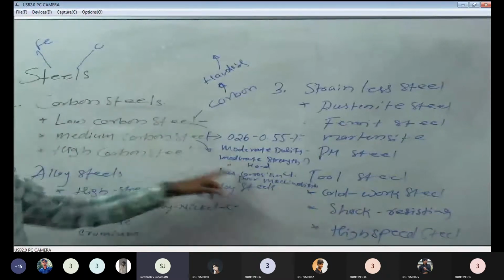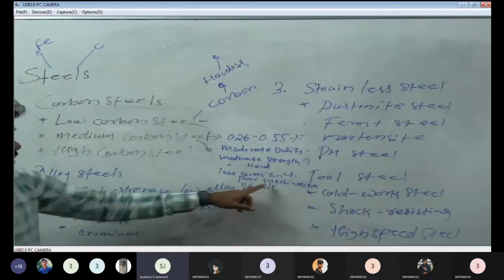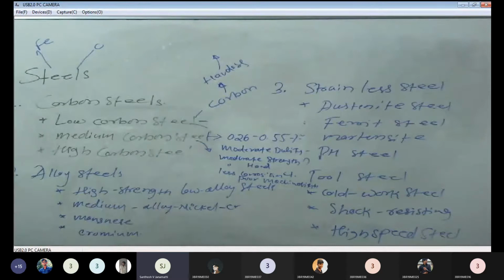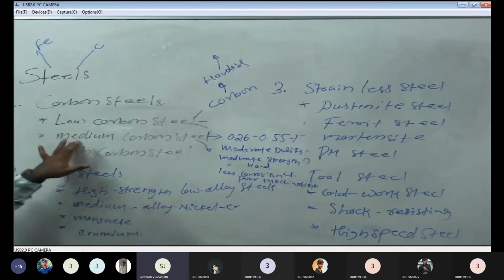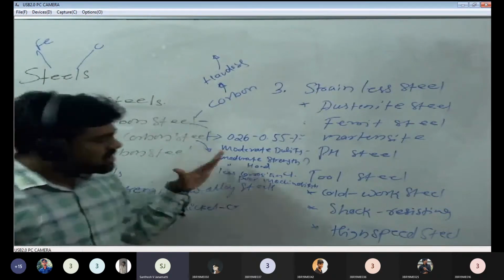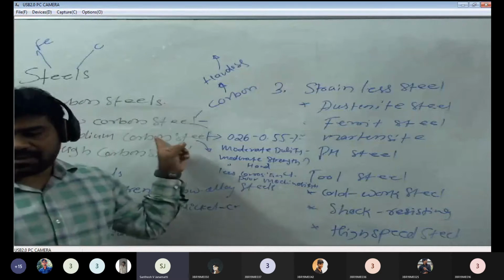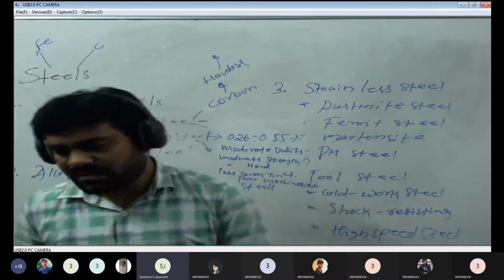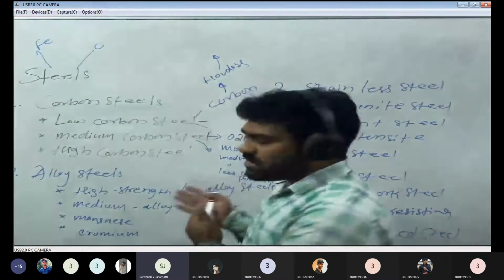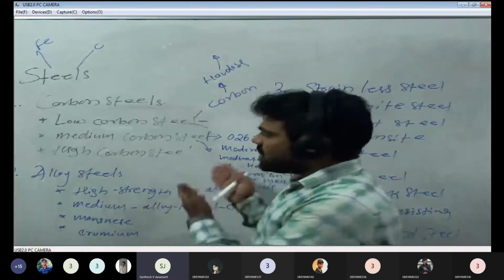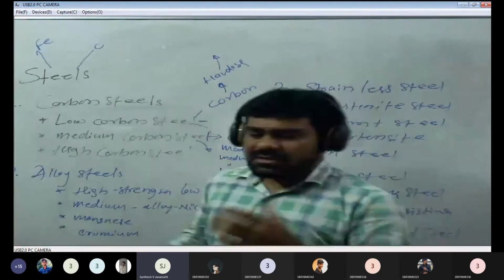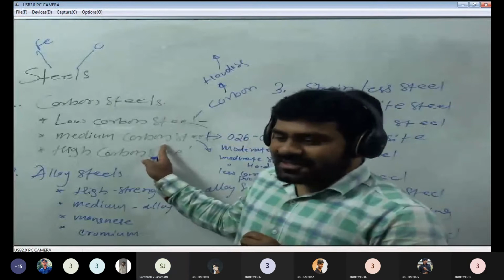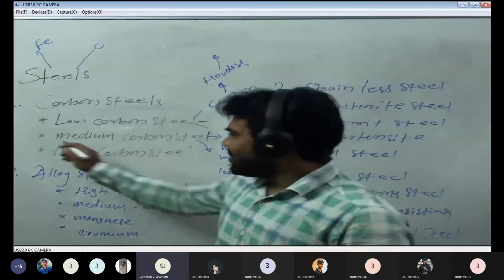Now, these are the properties of medium carbon steels: poor machinability, high corrosion resistance, and hardness. You can expect hardness, strength, and ductility from medium carbon steel. So how can we utilize these kinds of steels in our industrial applications? Where exactly can we use them? Because it is hard as well as strong, we can use it for industrial applications.